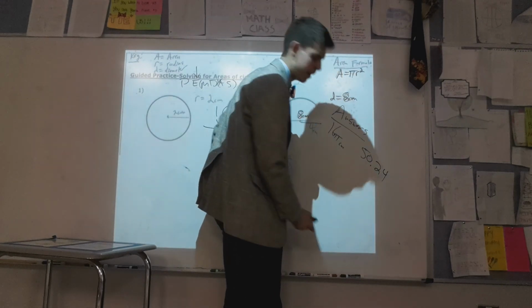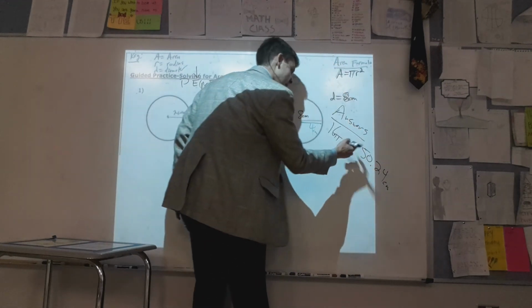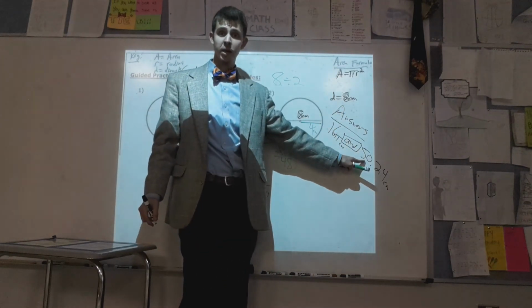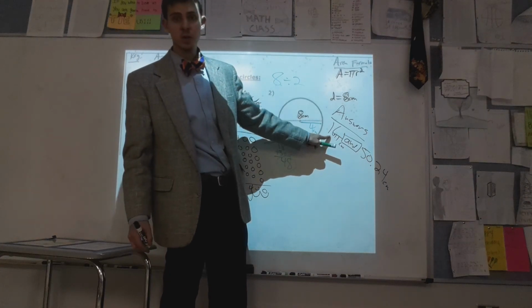50.24. Don't forget my units, centimeters squared, and it's not or, it's and. Make sure you give me both. I want you to show me the multiplication, and also that you know that you can give your answer in terms of pi.